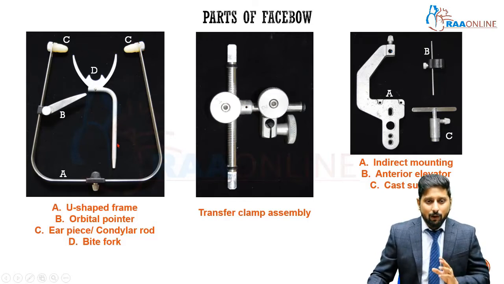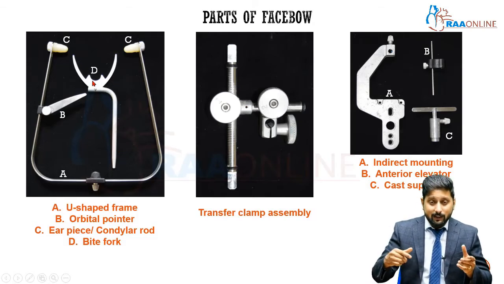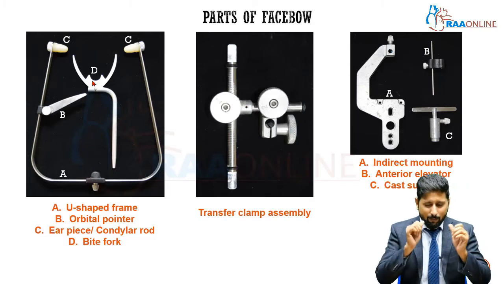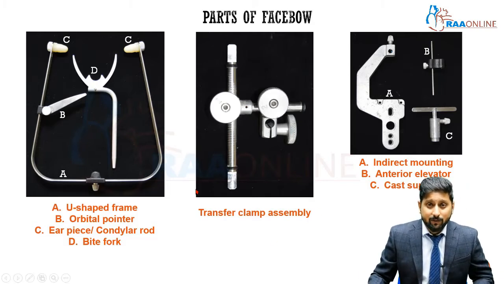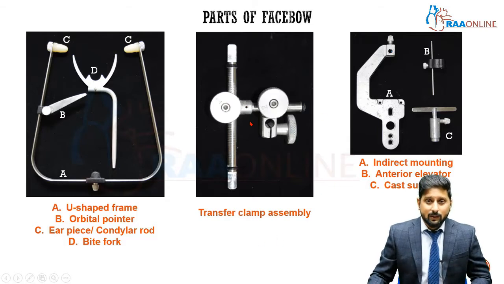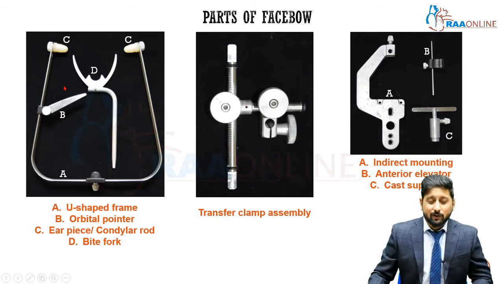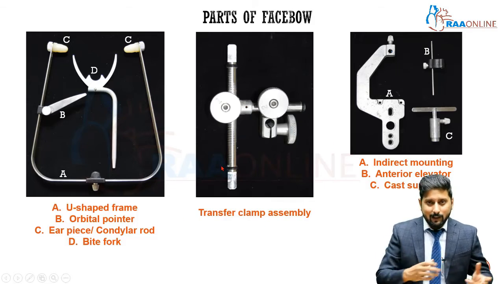Okay. Now this is the bite fork. This bite fork is basically going to get attached into the occlusal rim, because we are putting the occlusal rim in the maxilla, right? Then you have something called the transfer clamp assembly. So this is basically going to attach to all these components. This is what allows you to transfer everything.